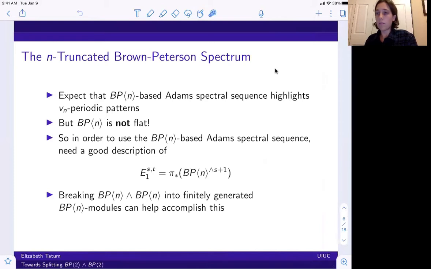So just as the BP⟨1⟩-based Adams spectral sequence highlights v1-periodic patterns, it's expected that a BP⟨n⟩-based Adams spectral sequence should highlight vn-periodic patterns. But BP⟨n⟩ is not flat. So in order to actually use a BP⟨n⟩-based Adams spectral sequence, you need a very good description of its E1 page. Breaking BP⟨n⟩∧BP⟨n⟩ into finitely generated BP⟨n⟩-modules can help to accomplish this. Those sorts of splittings were crucial in order to actually use the bo-based and BP⟨1⟩-based Adams spectral sequences that we mentioned before. And there's a family of spectra called the Brown-Gitler spectra that are very important for constructing these splittings. So I'll introduce those next.